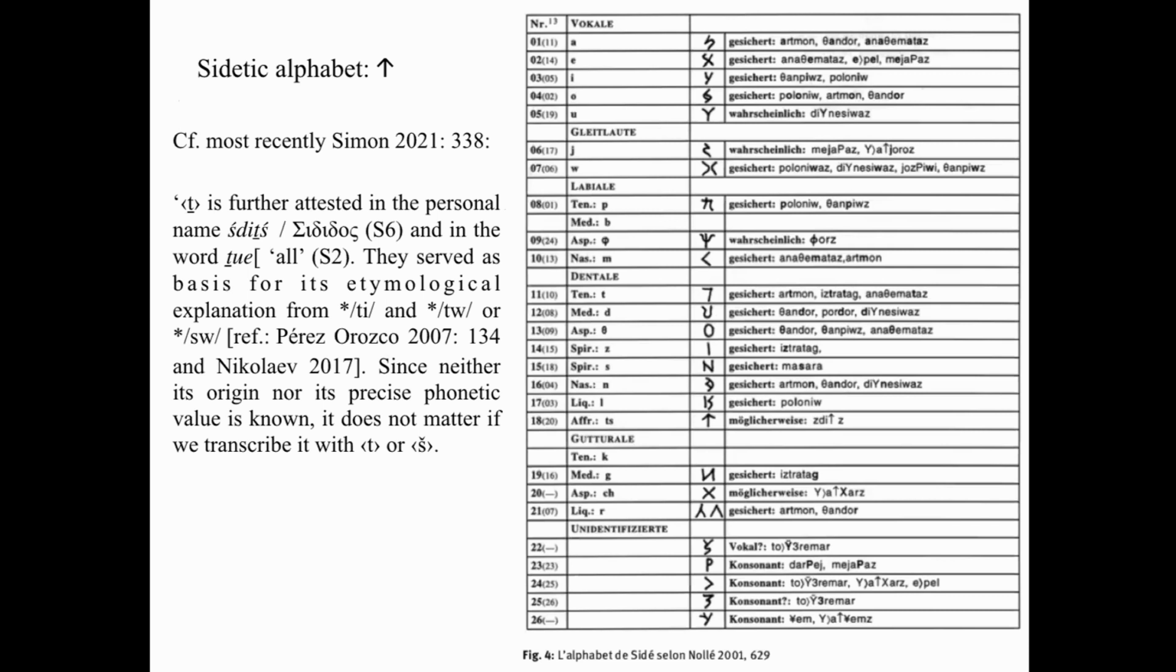Then in a third alphabet, if one counts also Phrygian, also in the fourth alphabet in Anatolia we do have the letter of the same shape. Attested basically in only two words, so it might be an affricate, but it is not clear beyond any doubt.